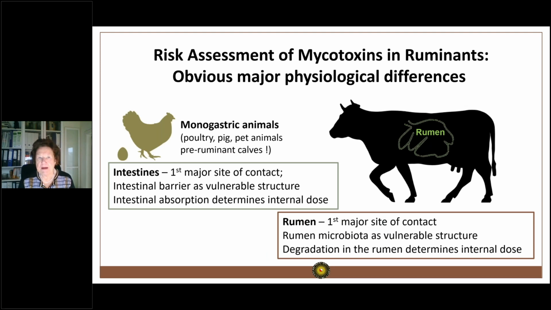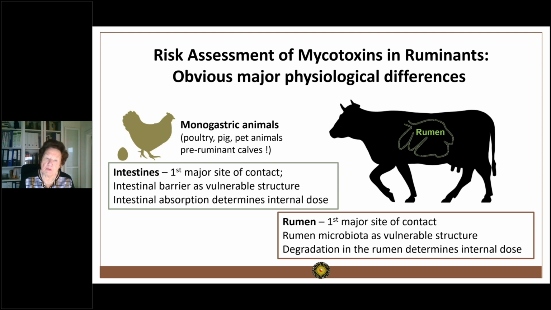Now, when we talk about risk assessment of mycotoxins in dairy cows, we have, of course, to start with the very obvious differences. Mycotoxins are mainly described in monogastric animals like poultry, like pigs, but also now with increasing prevalence in the diets of pet animals. And in the same category, you would place a pre-ruminant calf. And on the other hand, you have, of course, a full ruminating animal. And in the ruminating animal, the rumen is also the first site of contact.